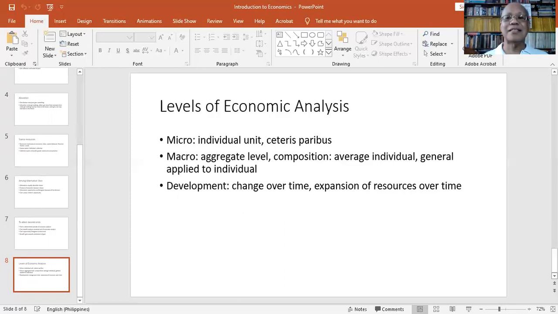Now, development is the study of long-term change. One talks here about the expansion of resources over time. And therefore, when you talk of development, one covers data, say from 1960 up to 2015 or even 2019, to see how patterns have changed. And that is another level of analysis in economics. So we end here as our introduction, and we will then look for other topics later on.